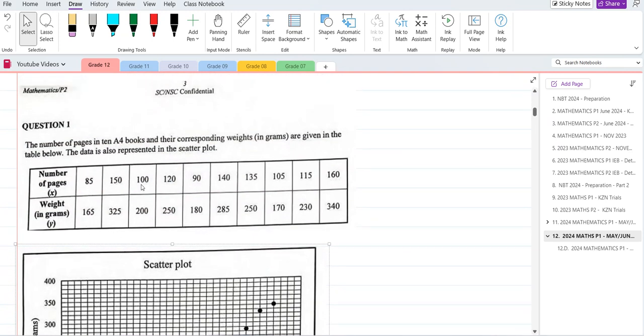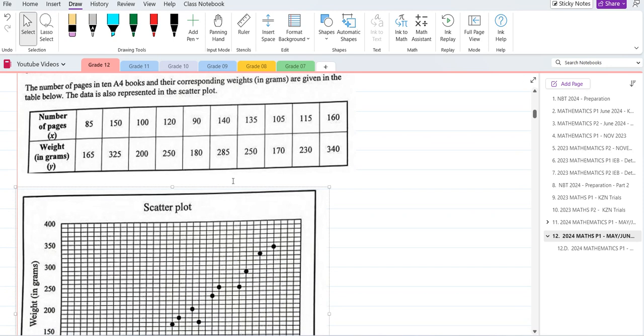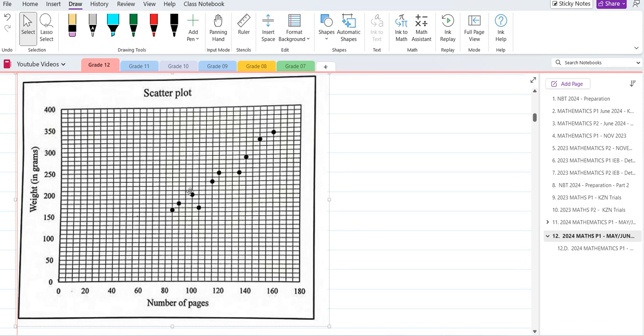1, 2, 3, 4, 5, 6, 7, 8, 9, 10. Right, so there are 10 values. You should have 10 dots. Right, so everything is plotted.